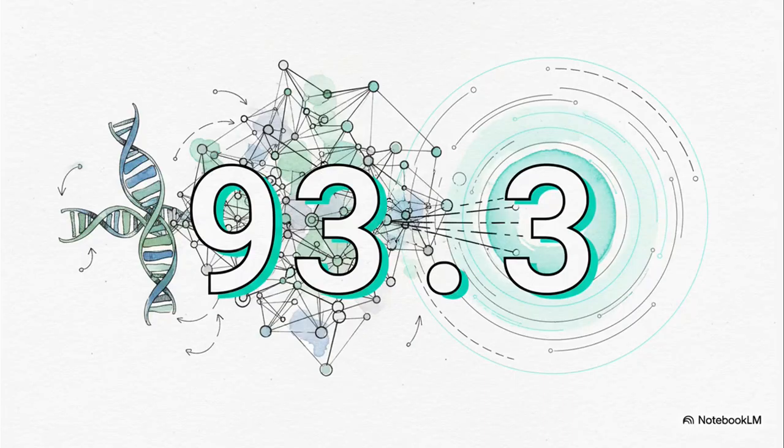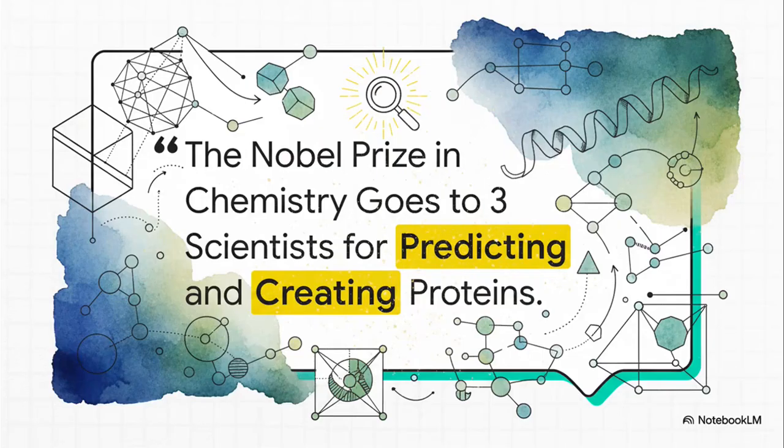We can actually measure this accuracy. For this particular protein, the model got a global distance test score, or GDT, of 93.3. You can think of GDT as the percentage of the protein that's folded correctly. Any score over 90 is considered just as good as experimental methods, which is just an incredible level of precision. And the real-world impact of this work has been absolutely profound, contributing to a Nobel Prize in Chemistry for the scientists who led these efforts. It really shows how significant graph machine learning has become.